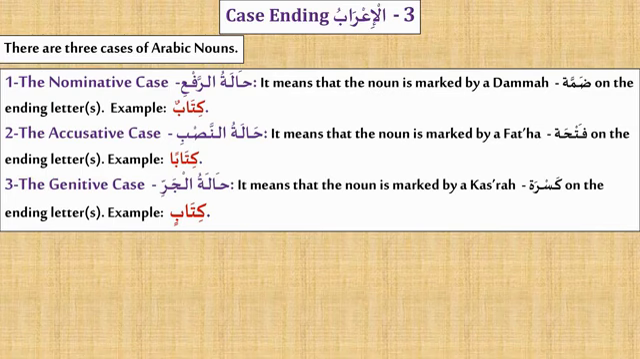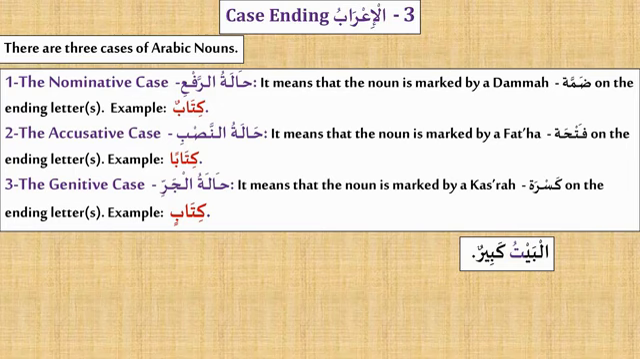The second case is the accusative case, halatun nasb. It means that the noun is marked by a fatha on the ending letters. Example, kitaban. The third case is the genitive case, حالة الجر. It means that the noun is marked by a kasra on the ending letters. Example, kitabin.